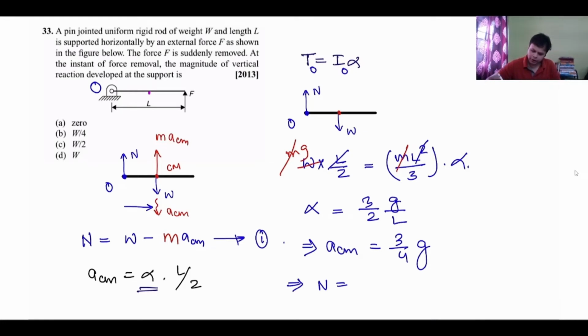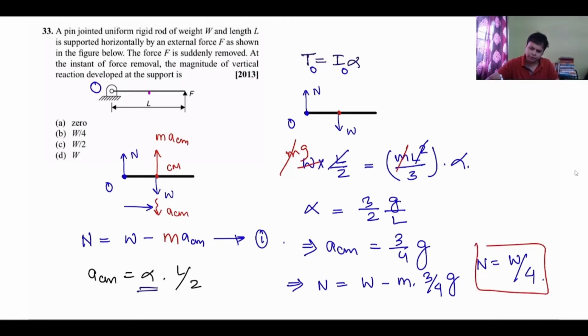N is equal to W minus M into ACM. If I write it, M into 3 by 4 g, so 3 by 4 mg. 3 by 4 mg is equal to W minus W by 4. So I can say N is equal to W by 4. Such a beautiful equation.